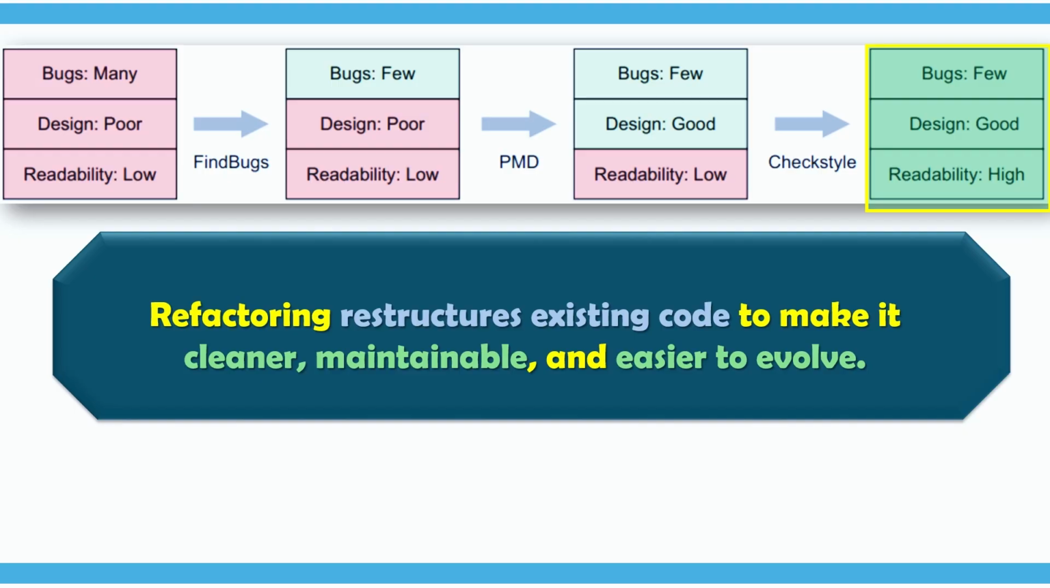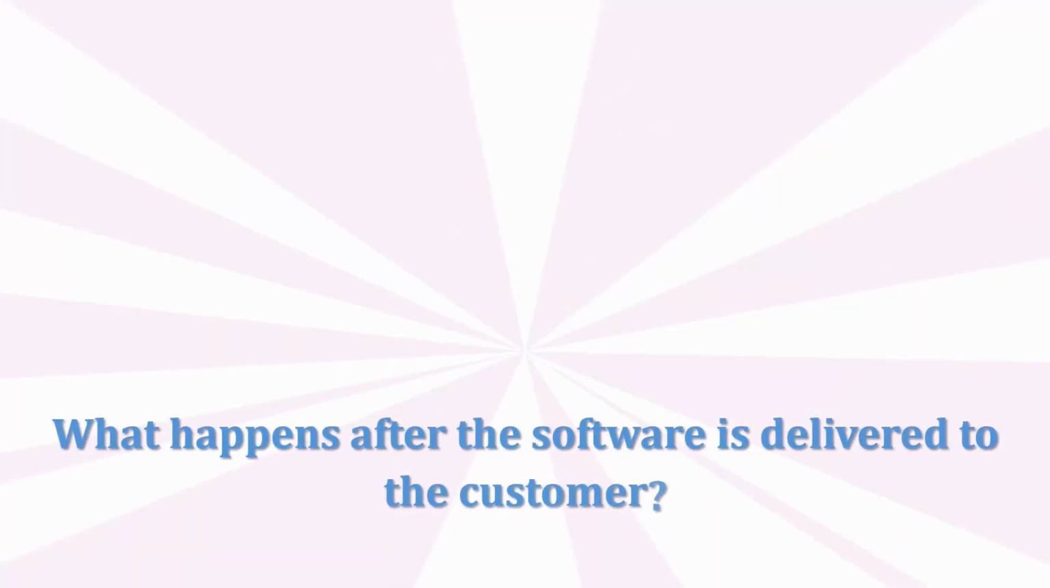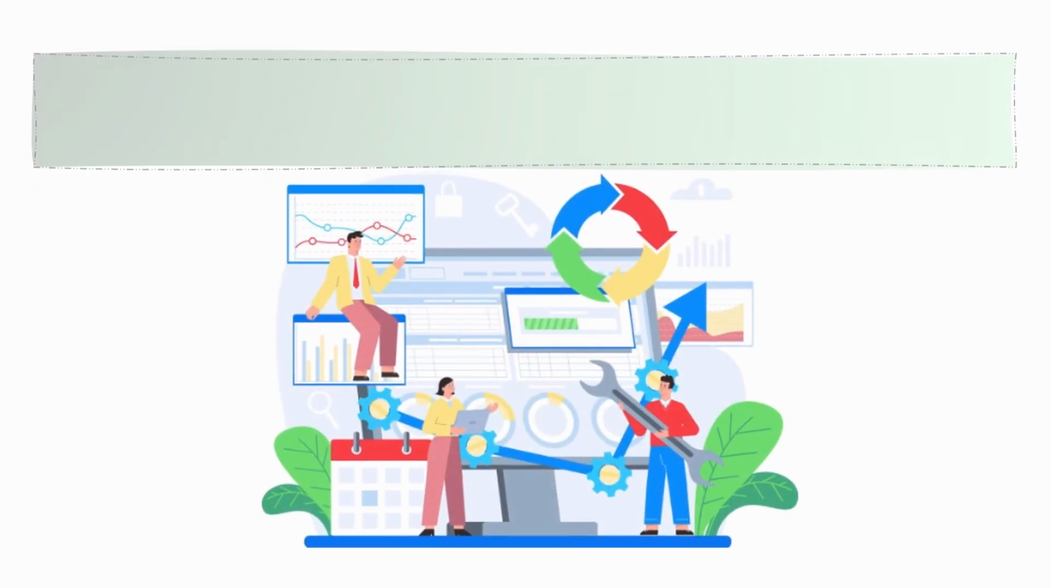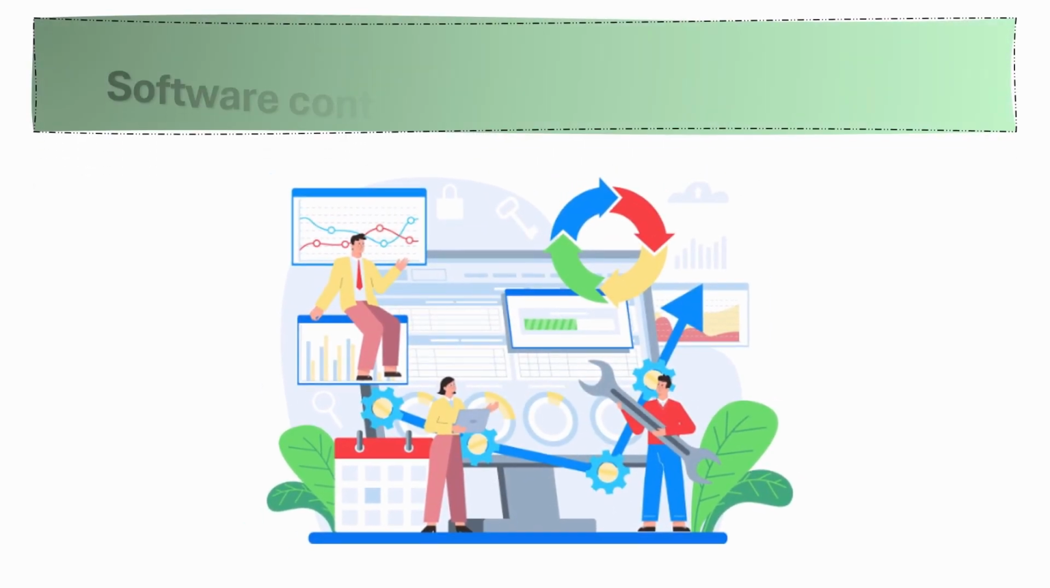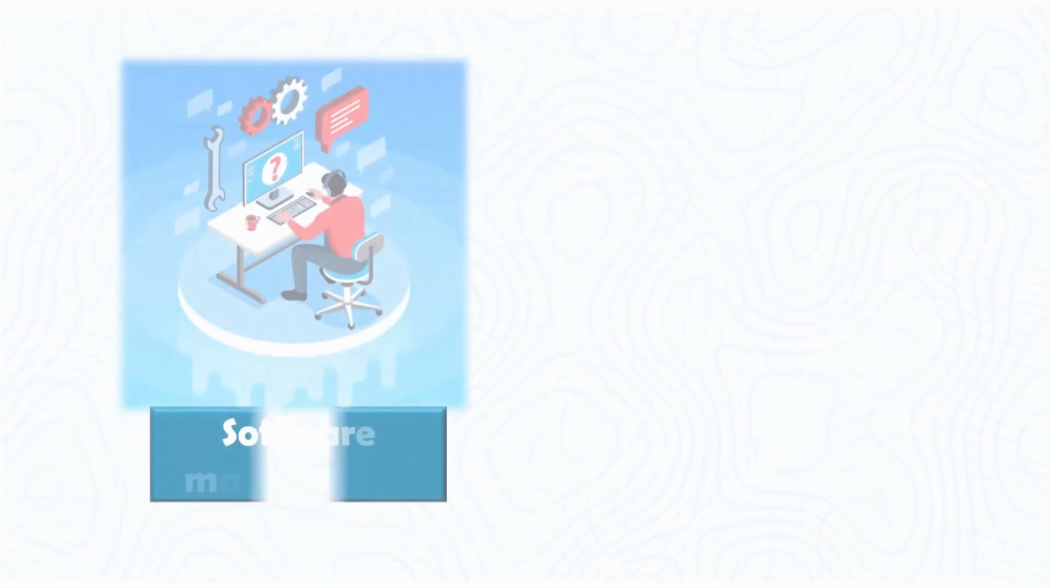Refactoring, on the other hand, restructures the existing code to make it cleaner, maintainable, and easier to evolve. But an important question arises here. What happens after the software is delivered to the customer? Does software development stop after deployment? The answer is no. In reality, the software continues to change throughout its lifetime. Bugs are fixed, features are enhanced, technology changes, and user requirements evolve continuously.